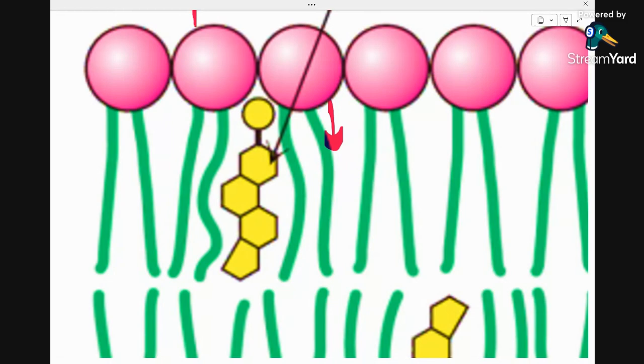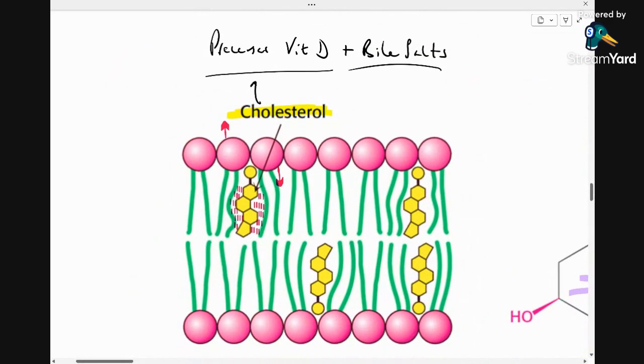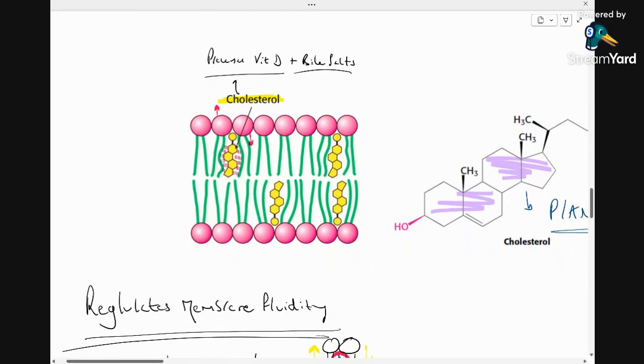And the reason that it can do that is because it provides a region that's close enough to each of these phospholipid tails to form London dispersion forces too, like that. Otherwise, most of these London dispersion forces wouldn't be able to form, and therefore these two phospholipids here would separate from each other. Okay, so that is how cholesterol at high temperatures maintains rigidity. It regulates fluidity.